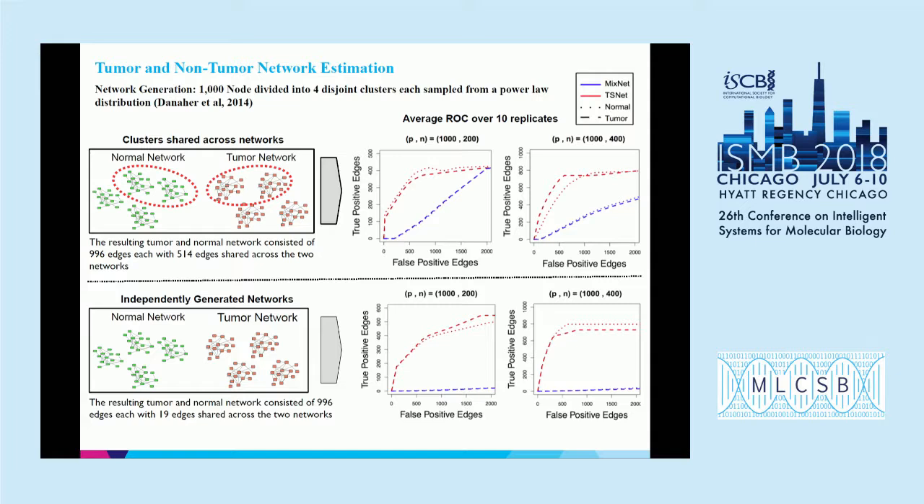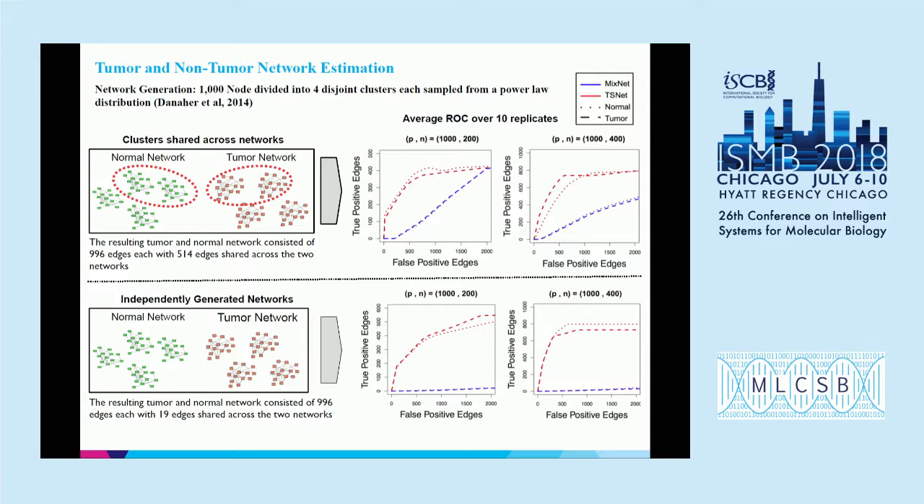And then for the second simulation scenario, we just randomly generate each sub-network. So we don't force any overlap between the tumor and non-tumor network. For these, the standard graphical lasso might have some problem. This is the average of ROC over 10 replicates for different simulation scenarios.